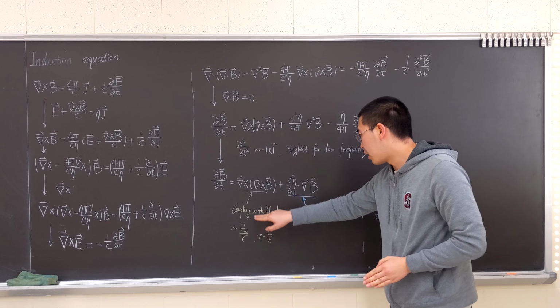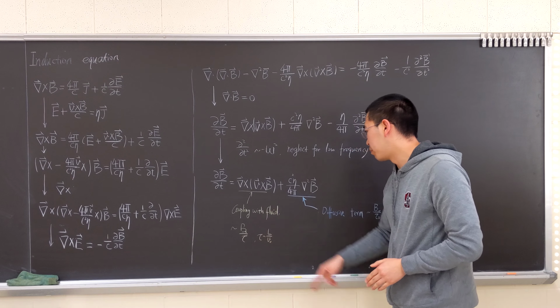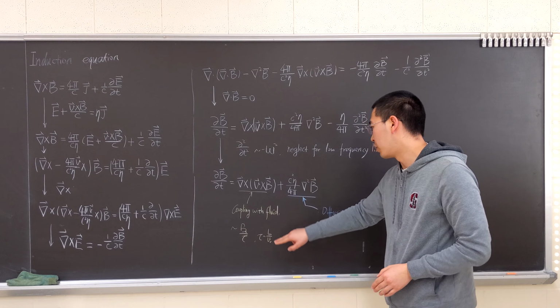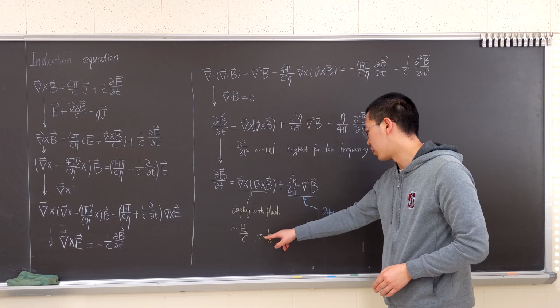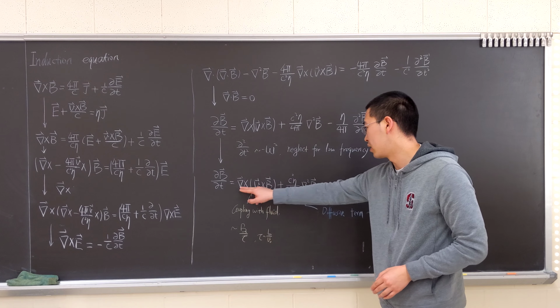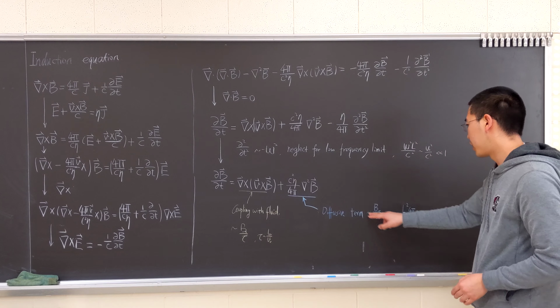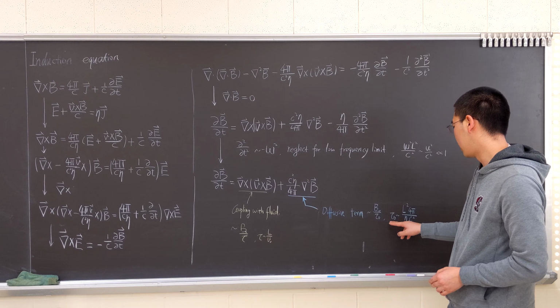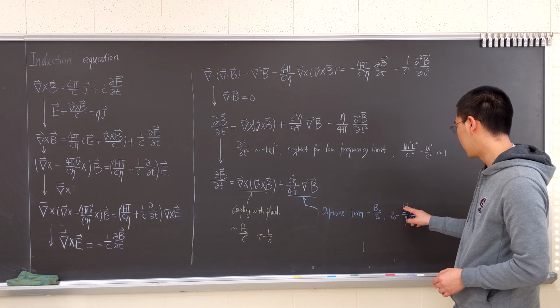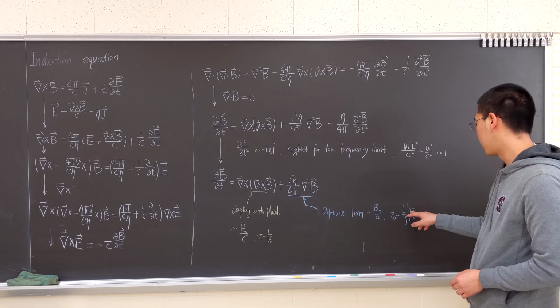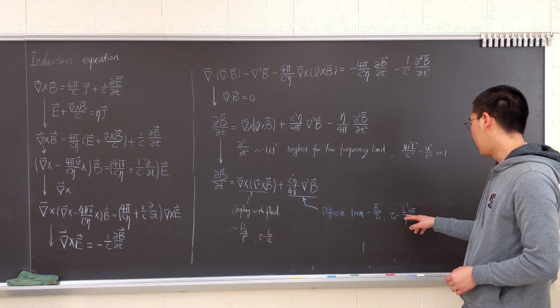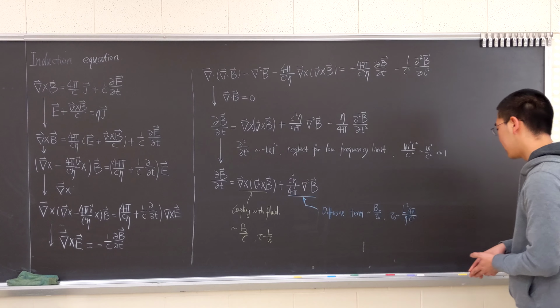And this coupling is in the order of v naught over tau. Tau is in the order of L over v naught. As you can see, this is 1 over L, this is v naught. And the diffusive term will have v naught over tau d. Tau d is in the order of L squared 4 pi over eta c squared.